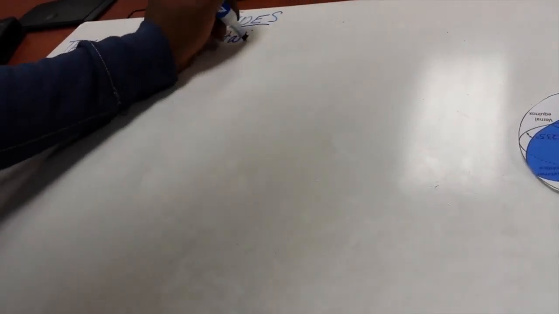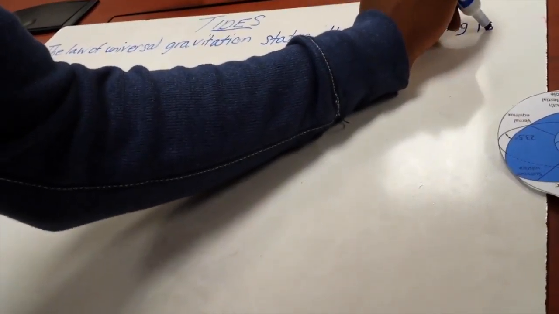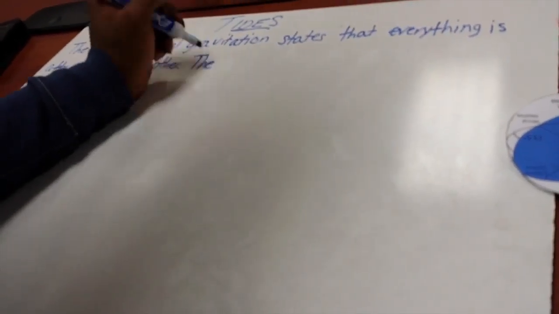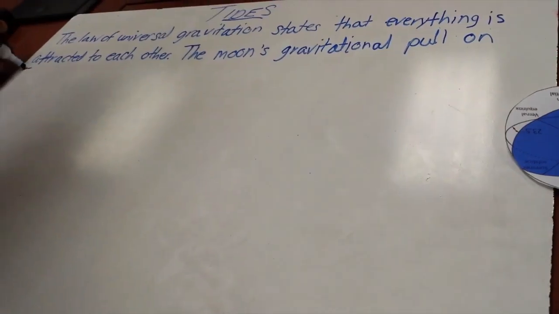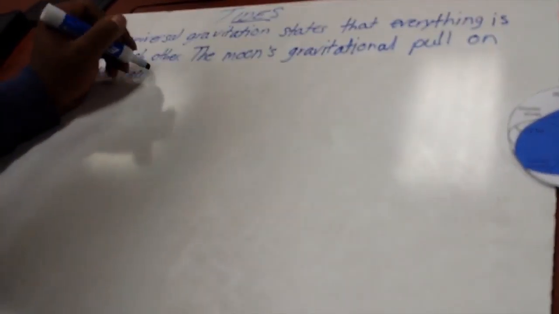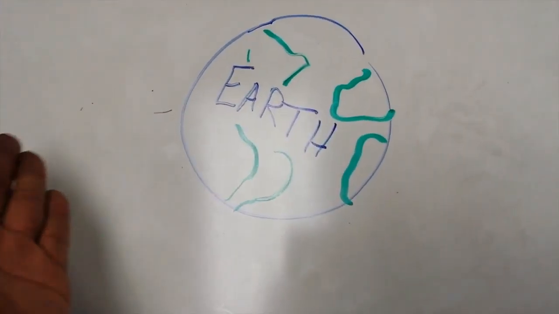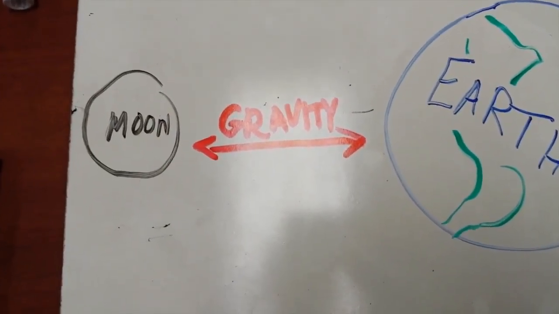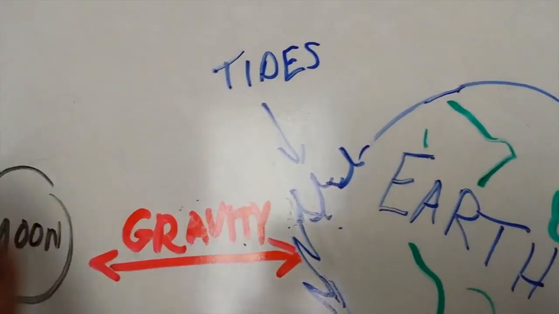Anyway, the law of universal gravitation states that everything has a gravitational pull, which means that the moon has a gravitational effect on Earth, and that is what causes tides. So there you have the Earth. There you have the moon. The gravitational pull between the two causes tides to form.